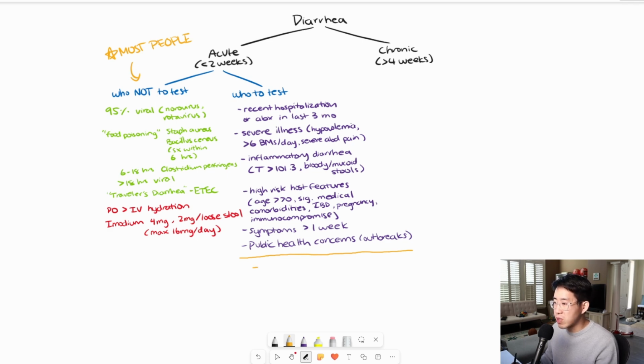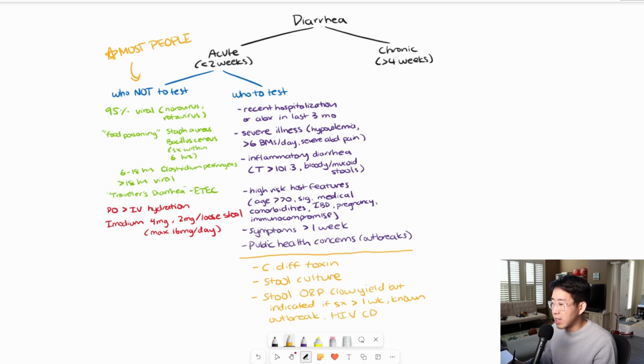And so the first thing that we would check would be a C. diff toxin assay, depending on if they've had the recent hospitalization or antibiotics in the last 3 months. And then getting a stool culture is also indicated. Stool O&P comes up a lot, but it's generally considered a low yield test. However, it is indicated if symptoms have been going on for greater than 1 week, if there is a known outbreak, or if the patient has HIV with a CD4 count of less than 200.